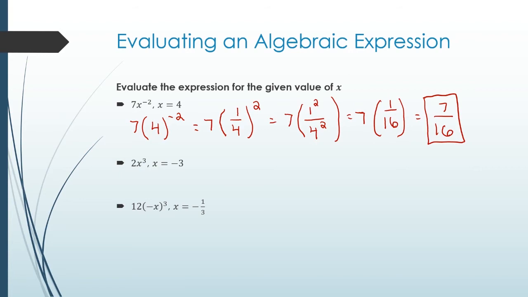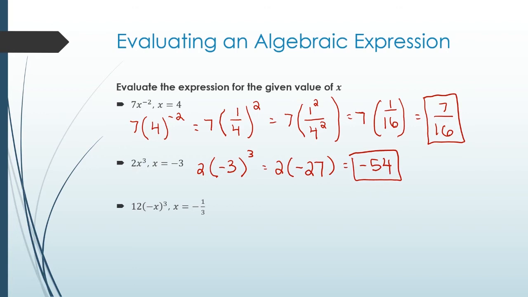Now our second example here, we have 2x cubed, and we're given that x is equal to negative 3. So we have 2 times parentheses negative 3 cubed. A negative odd power means my answer is going to be negative. And 3 cubed is 27. So that's going to be 2 times negative 27. And that gives me a negative 54. So we always do the exponent first.